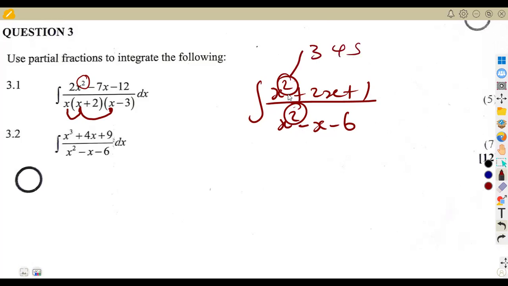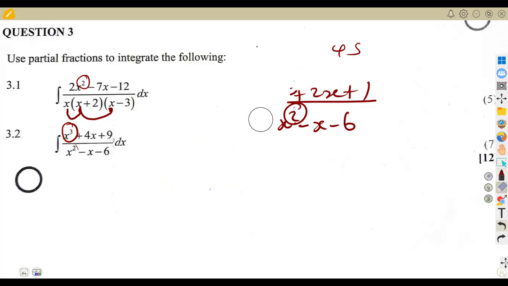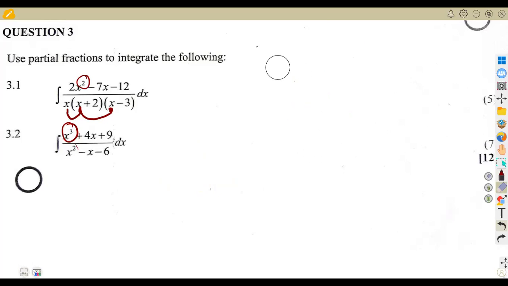So the numerator is not supposed to have any exponent that is equal to or bigger than the denominator. It is always supposed to have a lesser exponent. Once they are equal like this, or once it is bigger like this, you have to apply long division first, before anything. Then the remainder is the one that you express into partial fractions. That is the idea of these questions. Like I said, we hope for more questions to come.